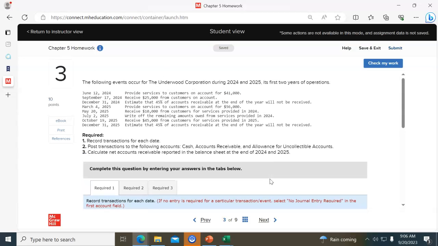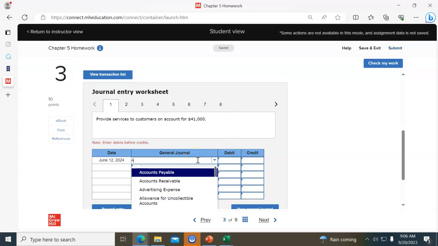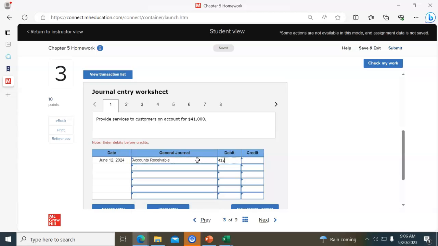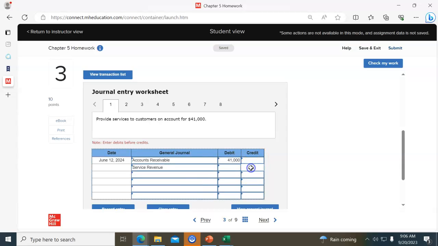Okay, let's look here. We're going to record these transactions. Provide services to customers on account for $41,000. What's our debit? Accounts receivable. And what's our credit?